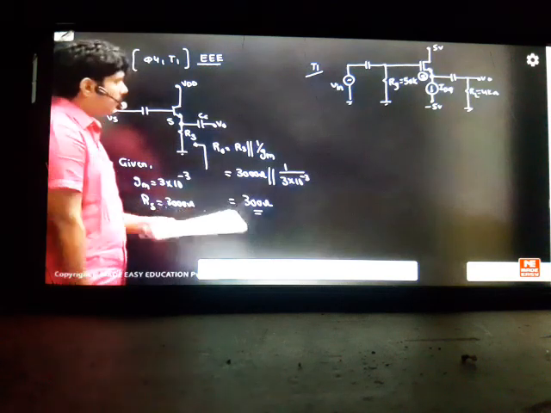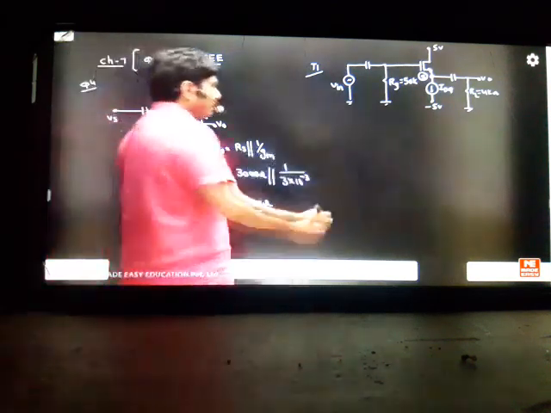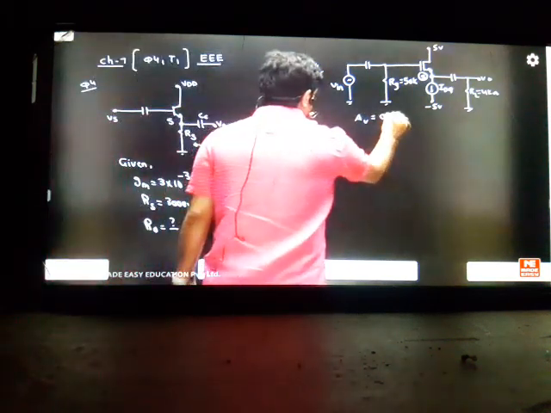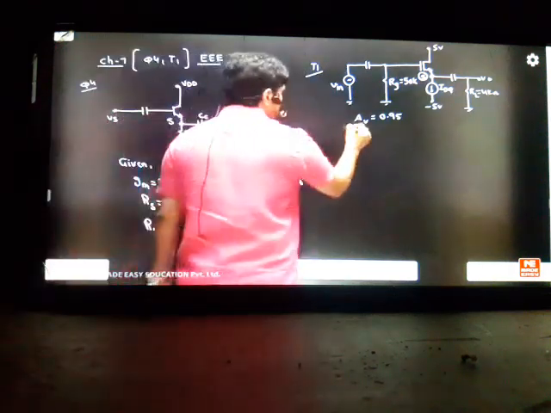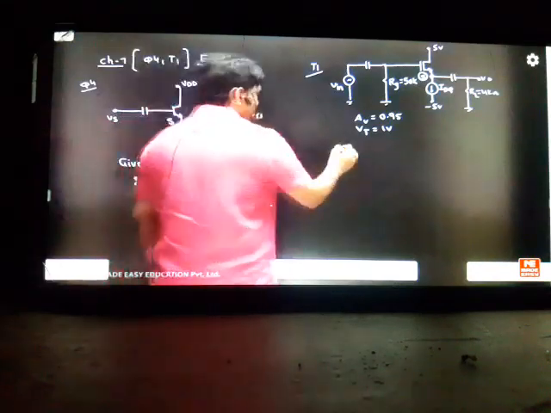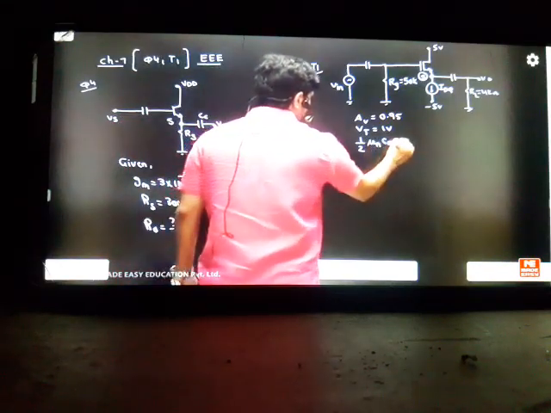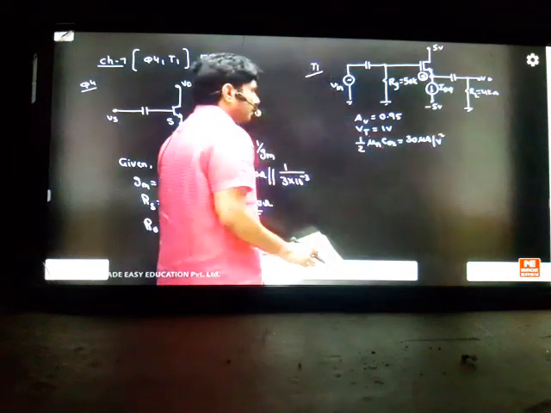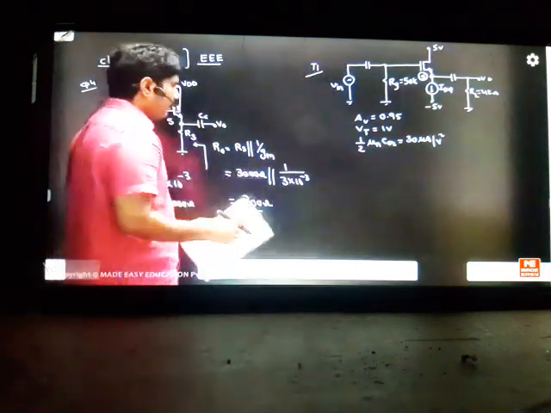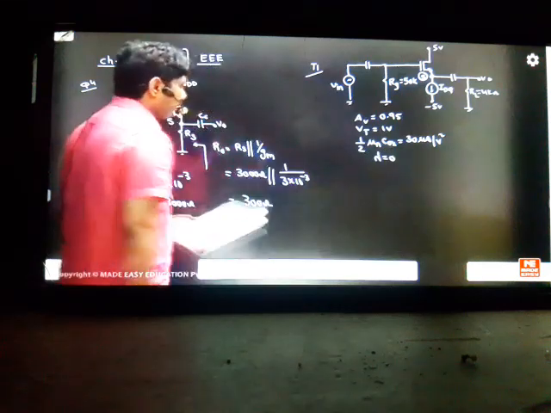I'll identify afterwards. So in the T1 question, what he has given is that the gain is 0.95. This is the given data, gain already given by him, 0.95. And the threshold voltage is 1 volt. VT means threshold voltage. And half into mu n Cox is given as 30 microampere per volt square. This is the value. Neglect channel length modulation effect. Lambda is 0.